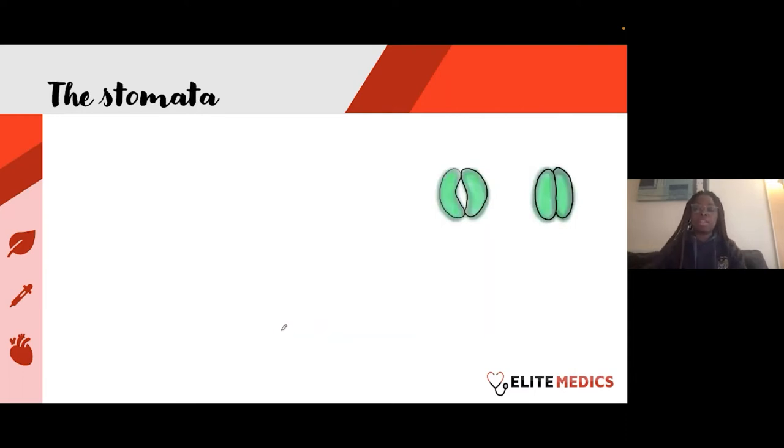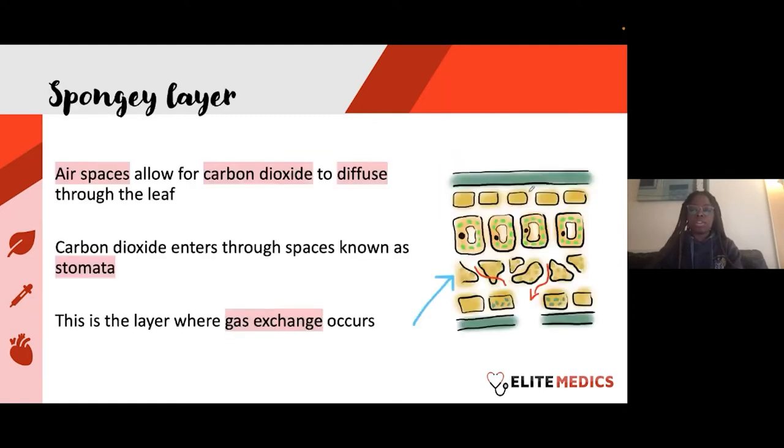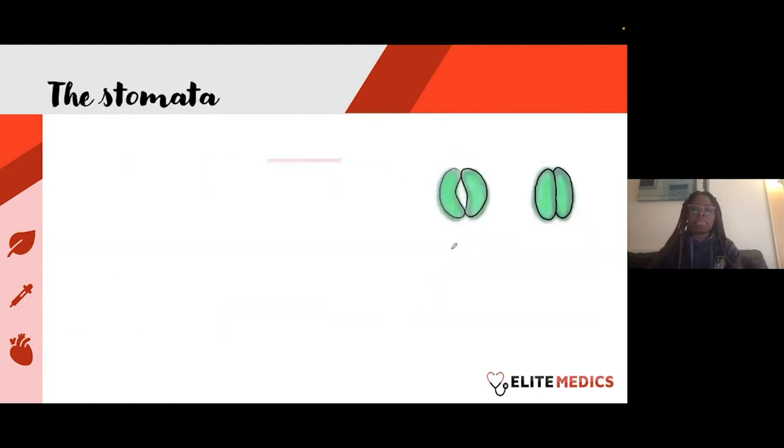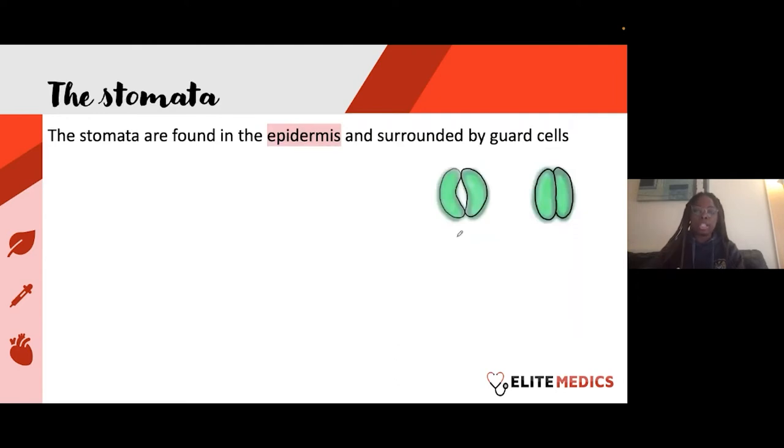Now we have the stomata, and the stomata are found in the epidermis. So if you look again, it's found in the epidermis and it's surrounded by guard cells. Now, as you can see, these are the guard cells, and they basically open and close.